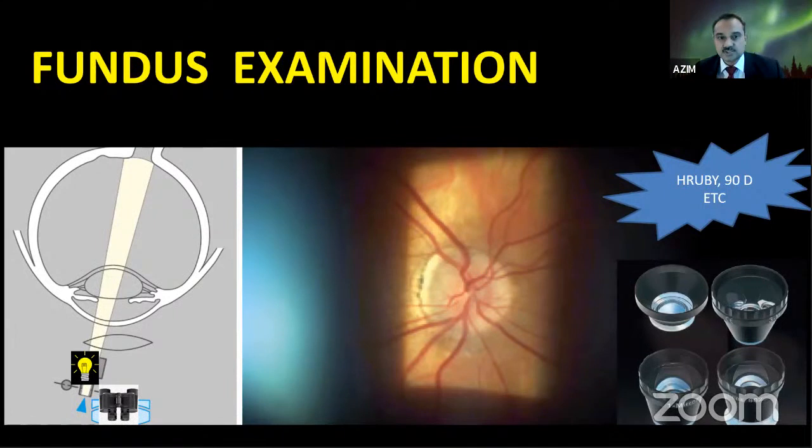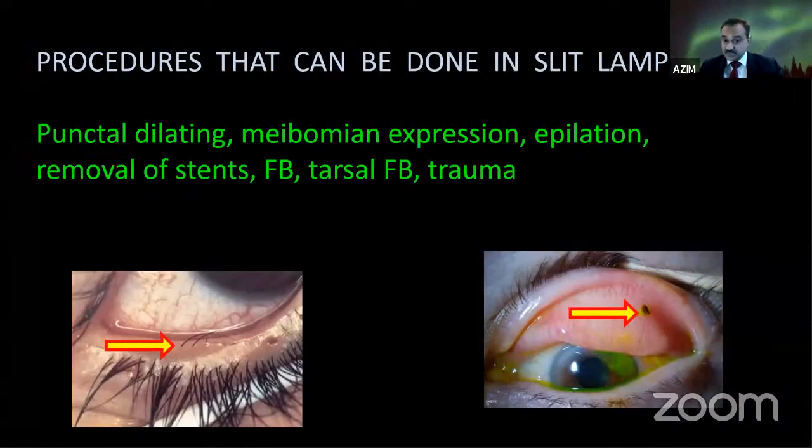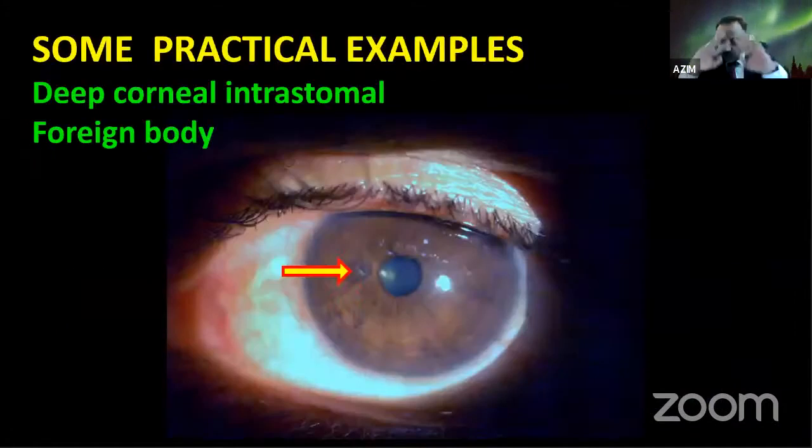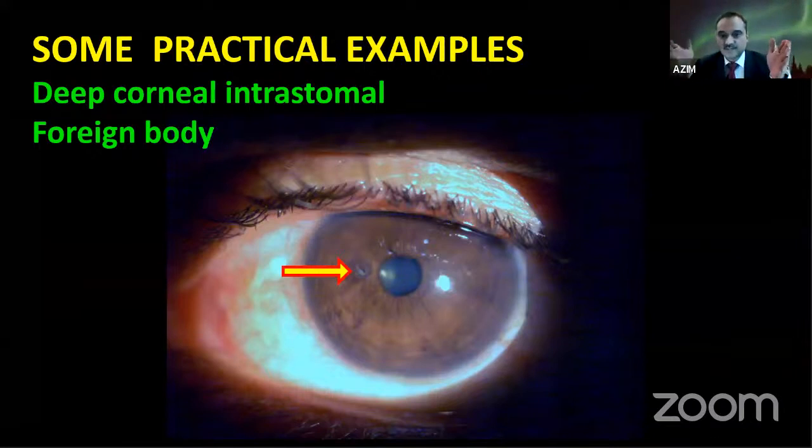But fundus examination stereoscopically, unlike a direct ophthalmoscope, we can see a beautiful fundus examination with a slit lamp. And other procedures can also be done. Subtarsal foreign bodies, some small procedures can be done on a slit lamp. Okay, so this is quickly an overview of what all things can be done. Let's see some practical examples of how we can put it into play.